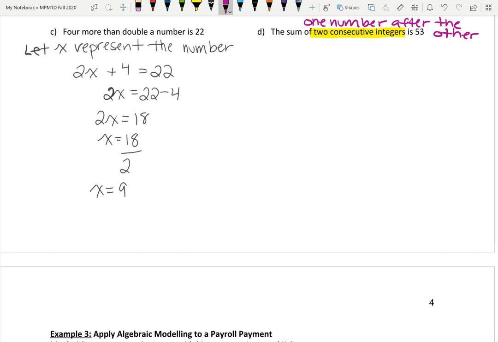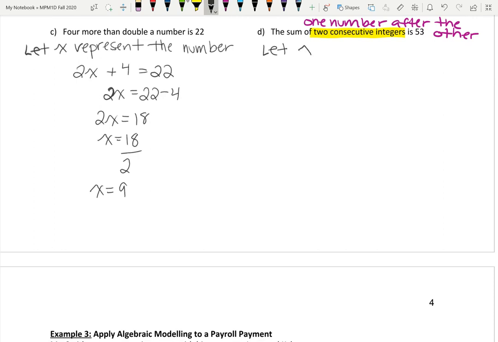So consecutive means one integer, so whole number, after the other. So 1 and then 2 are consecutive. 35, 36 are consecutive. One integer after the other, in order.